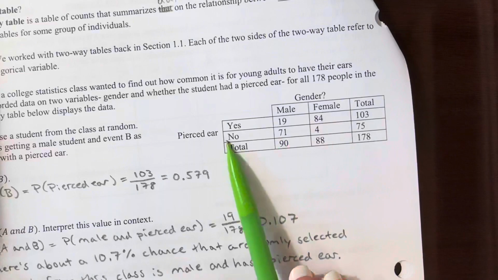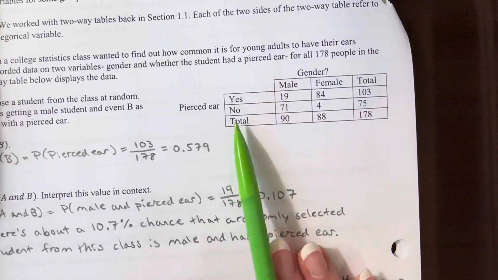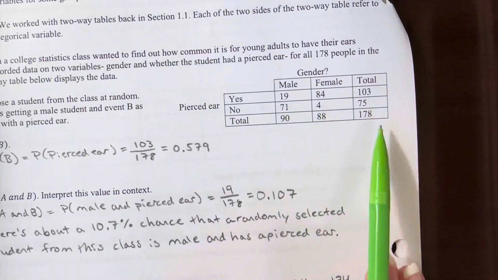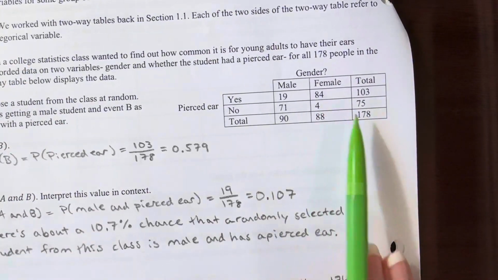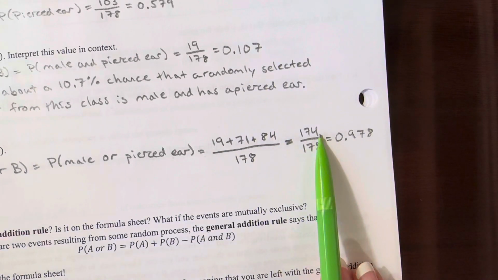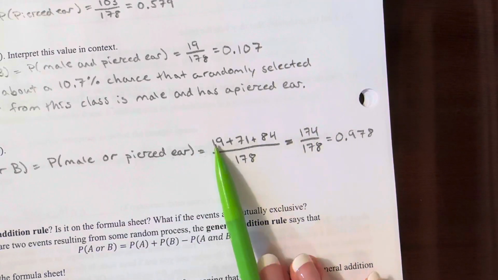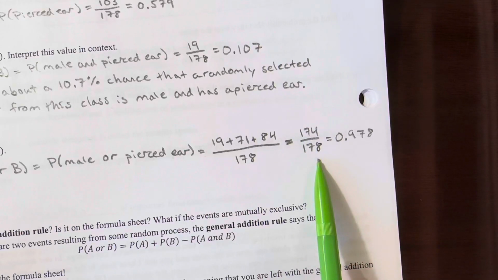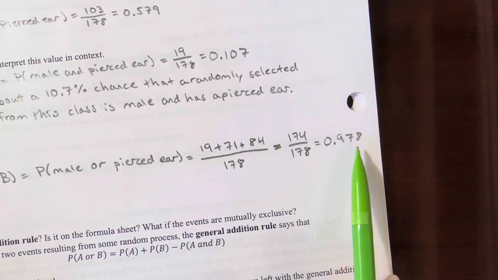Now you might also notice that the number of individuals who don't qualify for male or pierced would have been 4. And if you take 178 minus 4, if you use the complement concept, then you still get 174 out of 178. All right, so two different ways that we could work through this conceptually in order to be able to get the 174 out of 178, which when we divide it is 0.978.